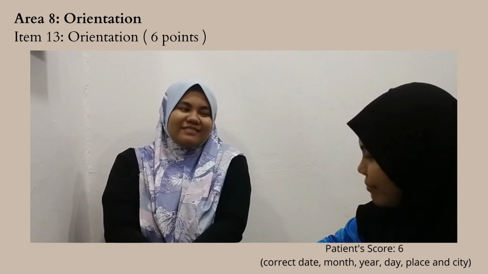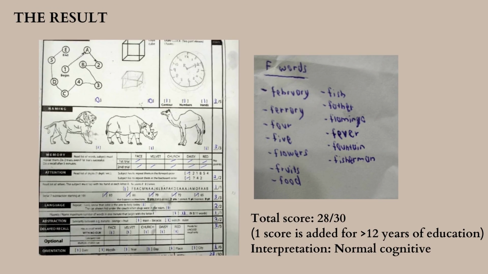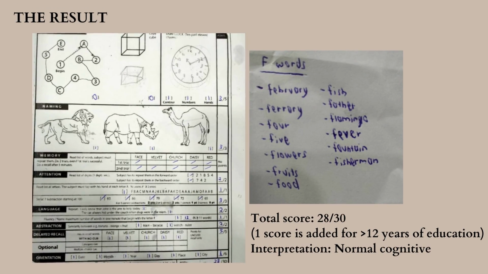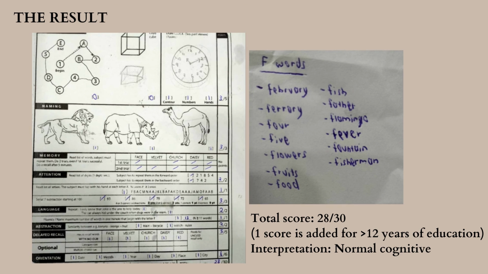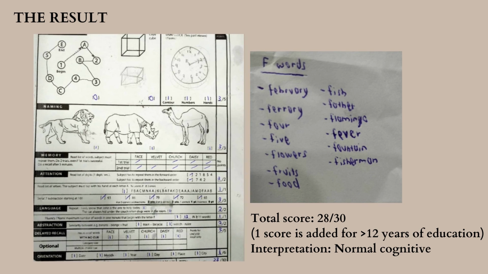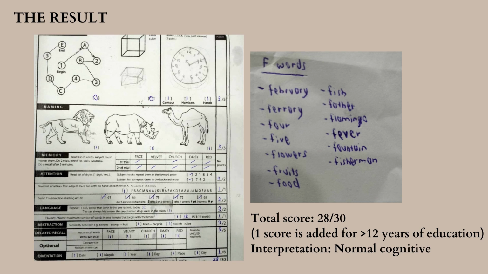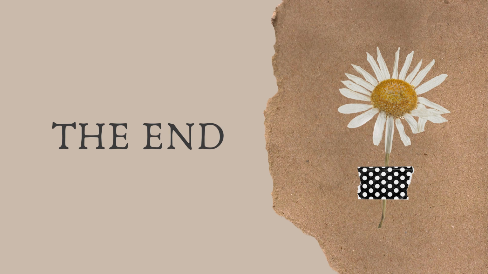Thank you. At the end of the assessment, patient has total score of 27/30, and one score is added for more than 12 years of education, make the total score become 28/30, and this can be interpreted that the patient has normal cognitive. That's all from us.